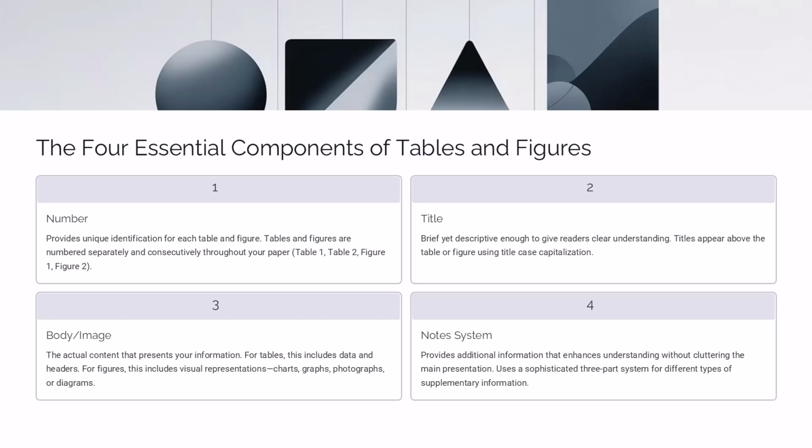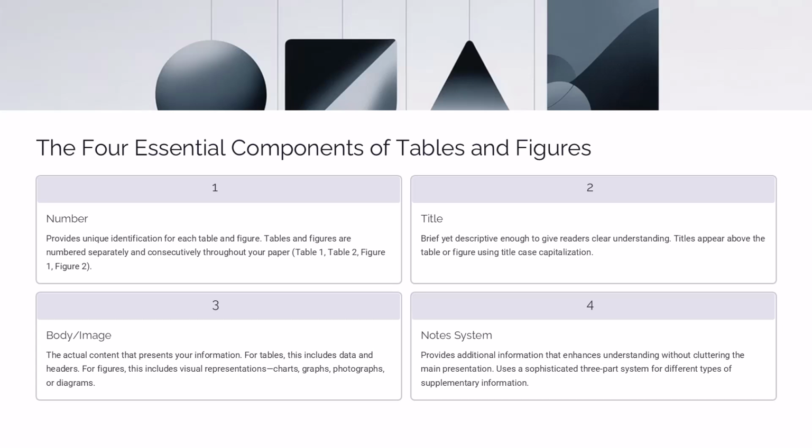These references should be integrated naturally into your sentences and should appear near the relevant discussion in your text. The second component is the title, which should be brief yet descriptive enough to give readers a clear understanding of what the table or figure contains. Effective titles allow readers to understand the visual element's purpose without reading the surrounding text. Table and figure titles appear above the table or figure and use title case capitalization. They should be concise but informative. Demographic characteristics of study participants. Avoid overly long titles that become difficult to read, but ensure sufficient detail for clarity.